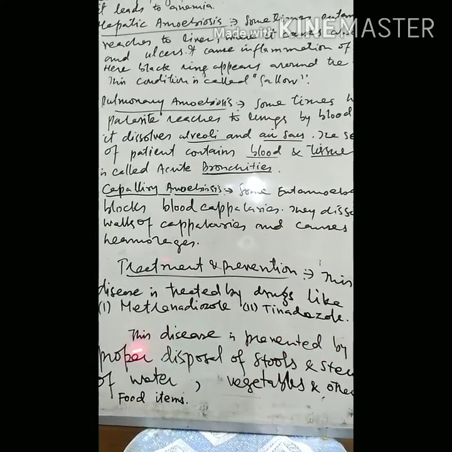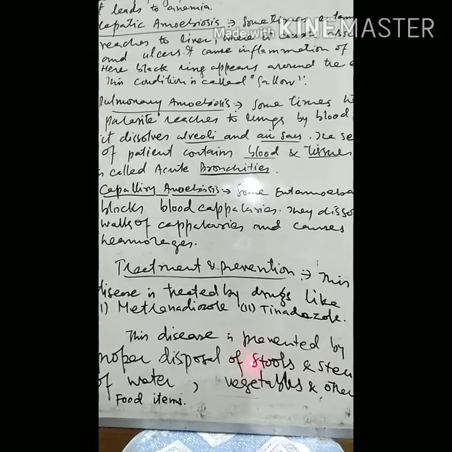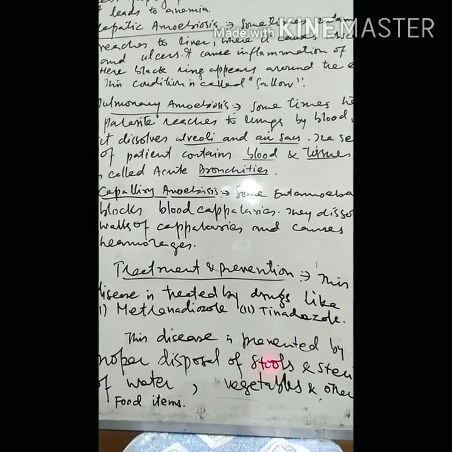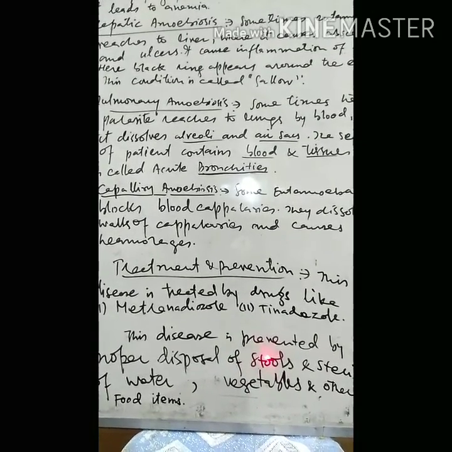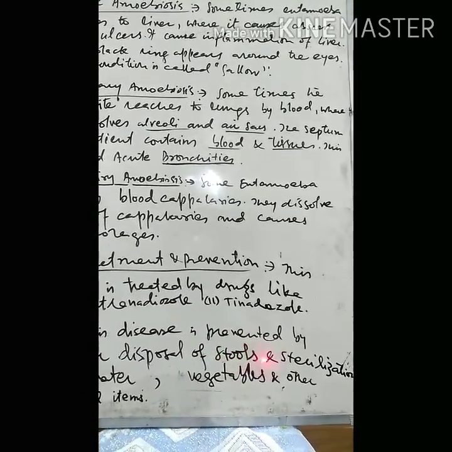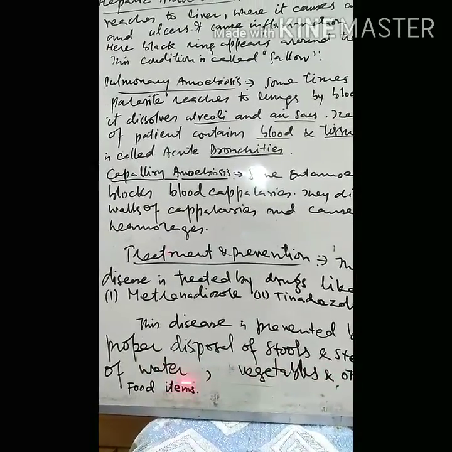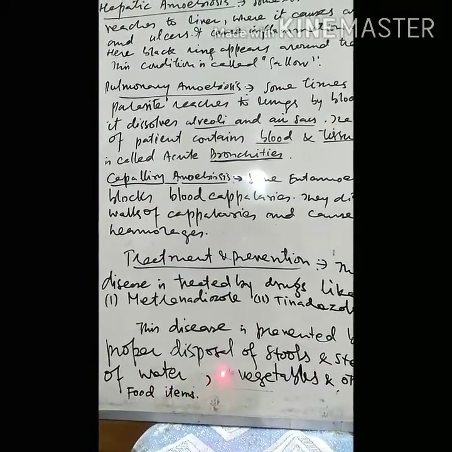This disease is prevented by proper disposal of stools. For this, we should not defecate in the open as we sometimes do. There should be proper disposal of stools, a flush system, and sterilization of water, vegetables and other food items. The food items we take, for example the water, vegetables and other food items, we should sterilize these food items.